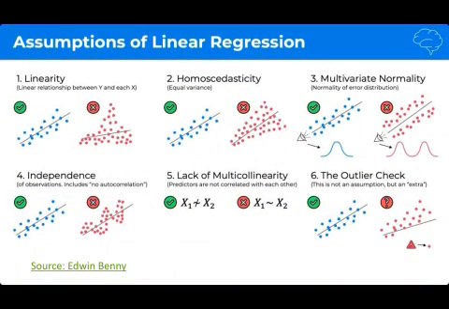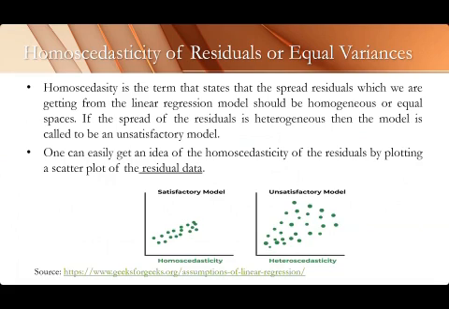As a part of simple linear regression, we all know what a linear relationship is. If one variable increases, the other variable also increases. If one variable increases, another variable decreases. There should be a linear relationship. The main point that we need to discuss right now is homoscedasticity. What is meant by homoscedasticity? Homoscedasticity is the term that states the spread of residuals which we get from the linear regression model should be homogeneous or equally spaced. If the spread of the residuals is heterogeneous, then the model is said to be an unsatisfactory model. One can easily get an idea of the homoscedasticity of the residuals by plotting a scatter plot.